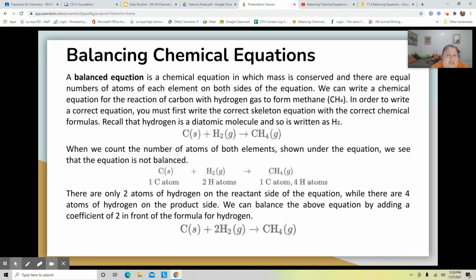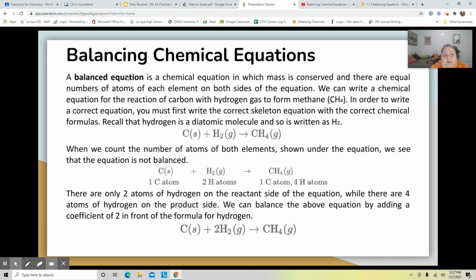A balanced equation, first off, is a chemical equation in which the mass is conserved and there are equal numbers of atoms of each element on both sides of the equation, right? The reactant side and the product side. That's what they're talking about. And remember, on both sides, they're talking about the yield sign, right? The yield sign is there to divide our products from our reactants. So on both sides of the yield sign, you should have an equal number of each atom.